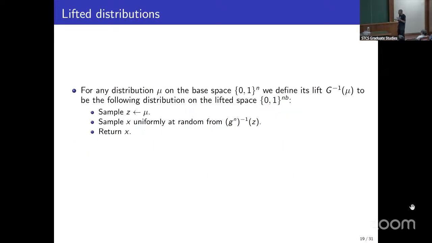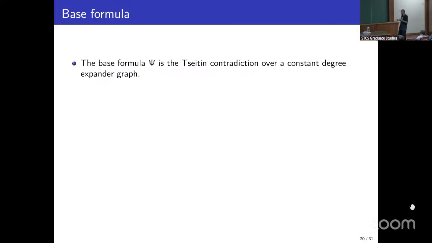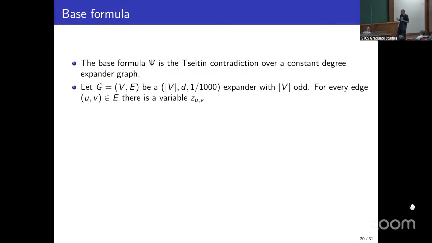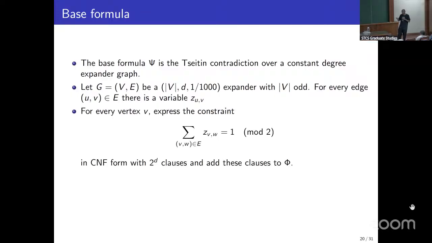Now I will define the base formula. The base formula is the Tseitin contradiction over a constant degree expander graph. Now, what's the Tseitin contradiction? In words, the contradiction is the following. We are given a graph with an odd number of vertices. And this is the contradiction that we will express in CNF form: there exists a subgraph of this graph such that every vertex has even degree. Now, we know such a subgraph cannot exist, because if you add up all these equations, you get 0 equals 1 mod 2. So this is a contradiction.